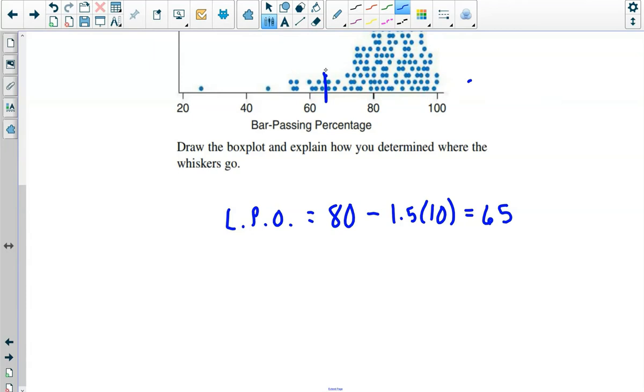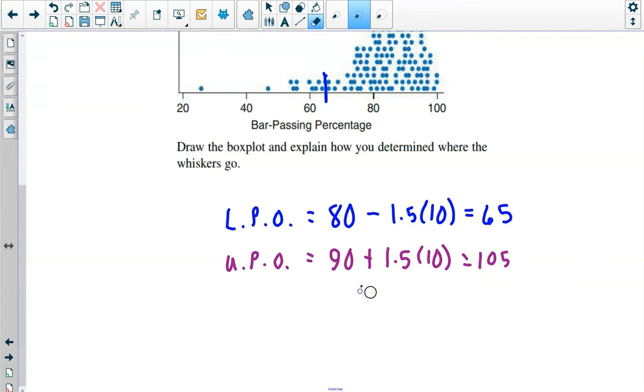Next, let's find the upper potential outlier. So we're going to take 90 plus 1.5 times 10. Well, remember that 1.5 times 10 is 15. So 90 plus 15 is 105. So if we look up here, the highest you can get on the bar exam is 100. So we're not going to have any upper potential outliers. It's really the lower ones.